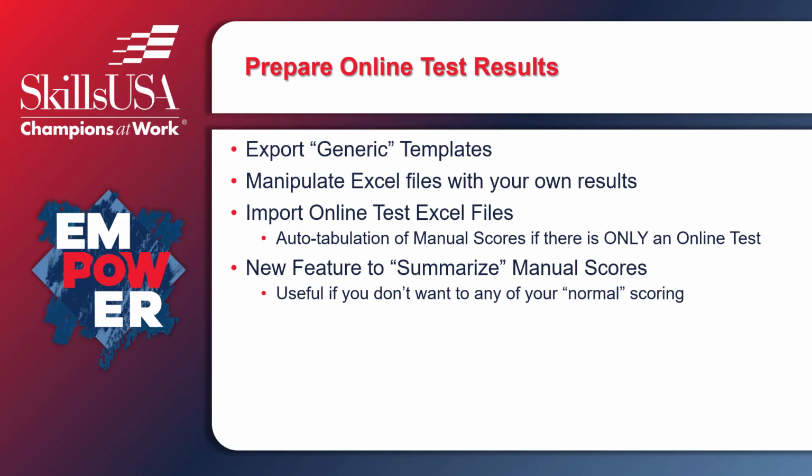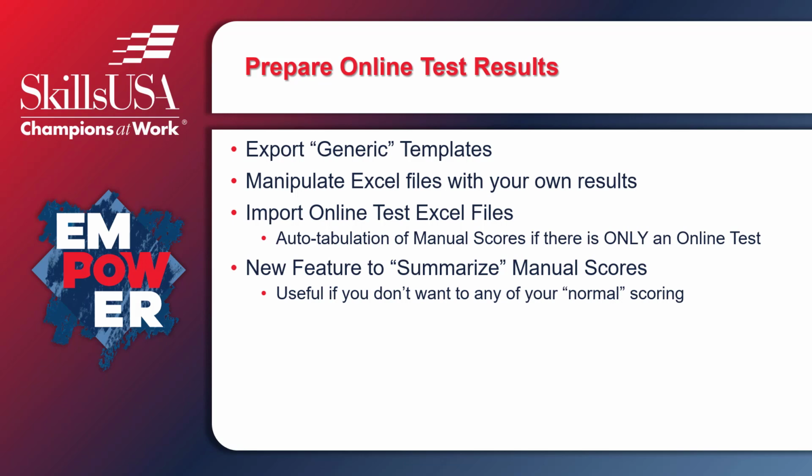Okay, so we've seen how to export those templates, how to manipulate those Excel files with your own results, just to get them in the right format with the column headings as they are. Import those online test results, and that'll automatically tabulate as manual score totals if that's the only test or the only contest score that there is, something like medical math. And then for the others, you can, of course, import your regular old scorecards.